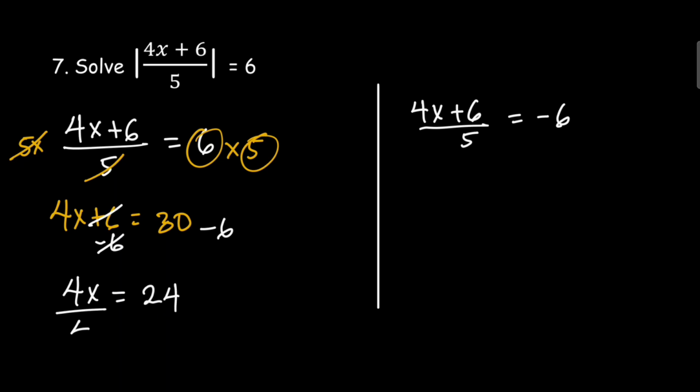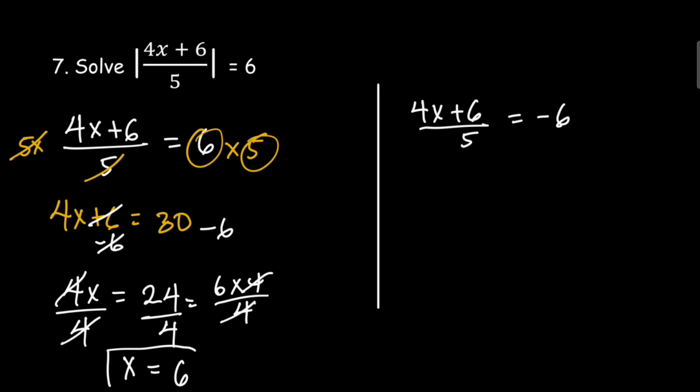Then we go ahead and divide both sides by 4. This and this will go. Then we have x is equal to 24 divided by 4, which is positive 6, because this is the same as 6 times 4 divided by 4, where this 4 cancels out this, then we are left with 6, and that is it.